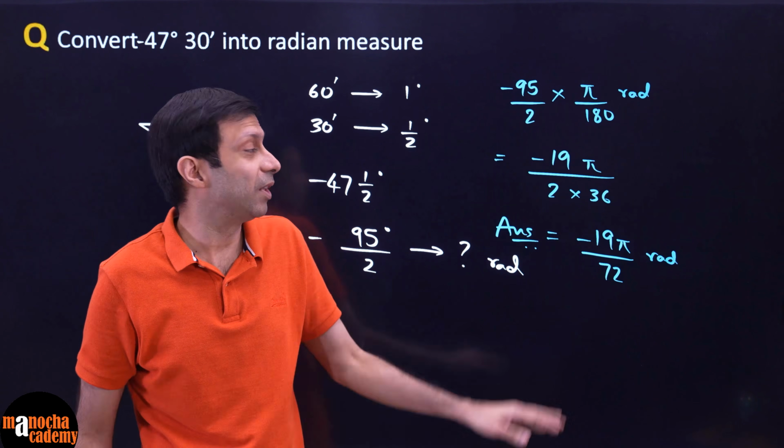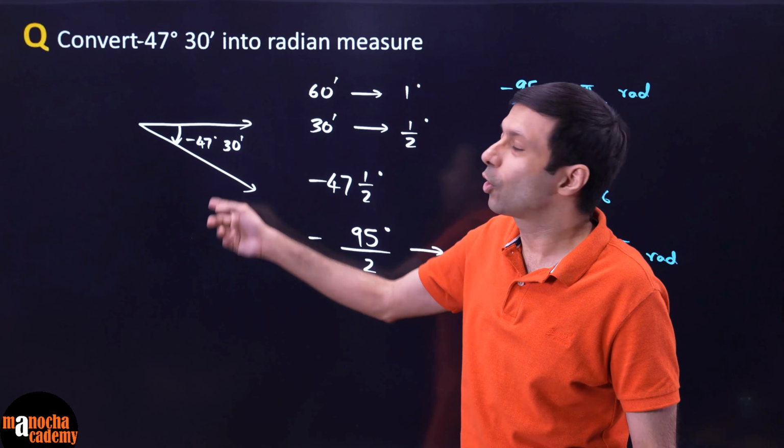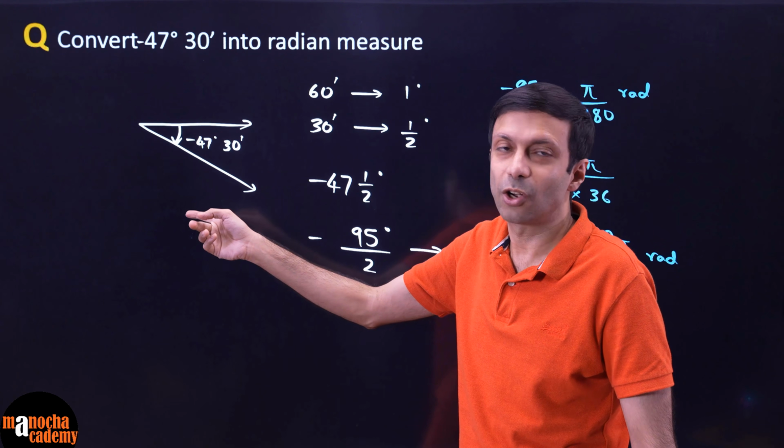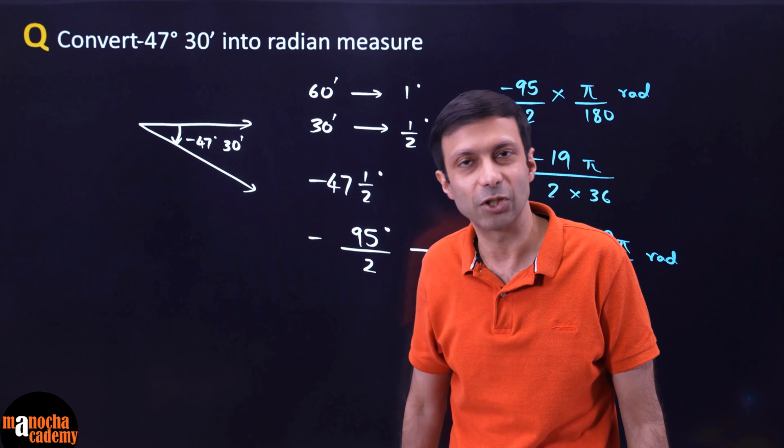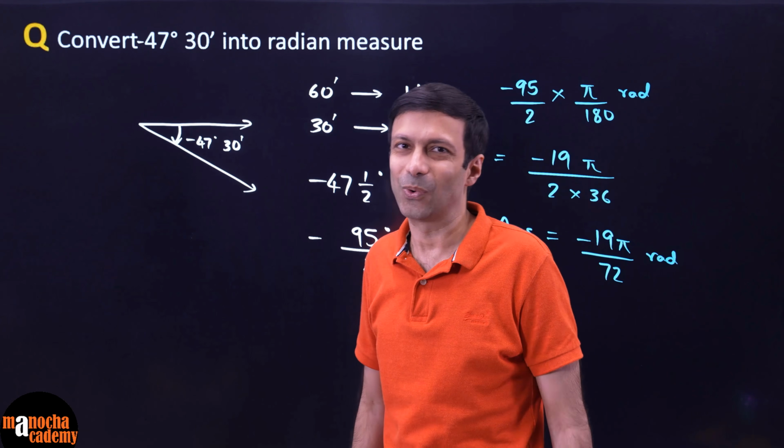And remember to keep the negative sign because this means we are going in the clockwise direction. We are going downwards in the clockwise direction. Negative sign means clockwise. Positive sign means you're making the angle anti-clockwise.